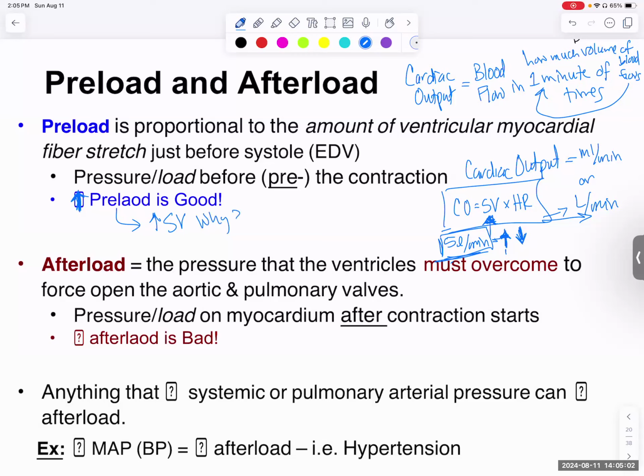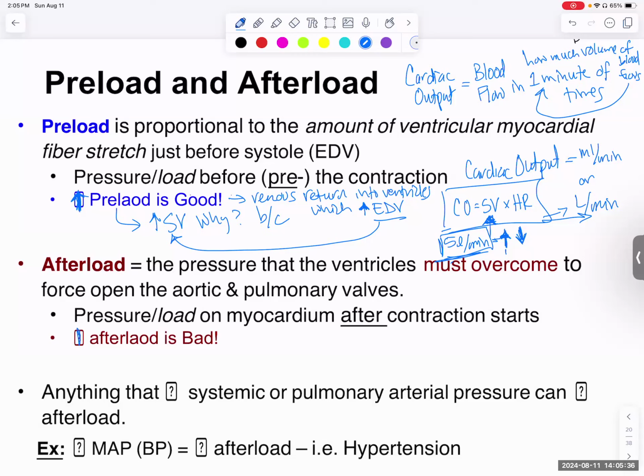Why? Because preload is venous return into the ventricles, which increases what you have available, or your end diastolic volume. If you have a high end diastolic volume, you're going to end up with a high stroke volume.